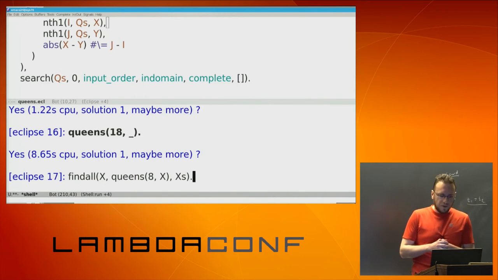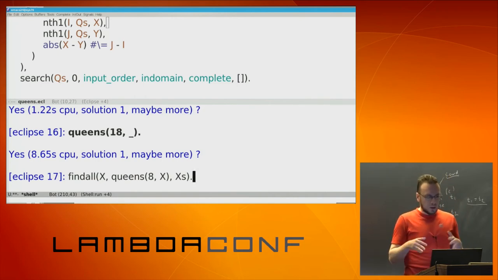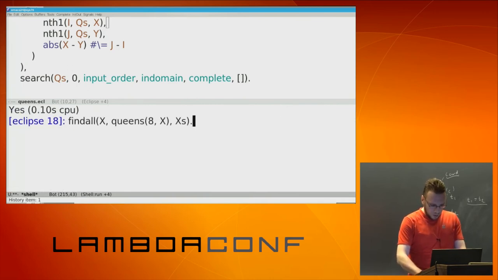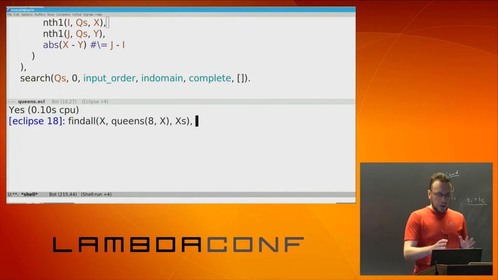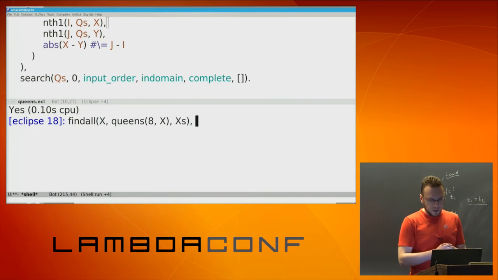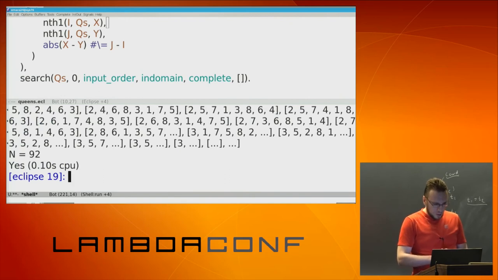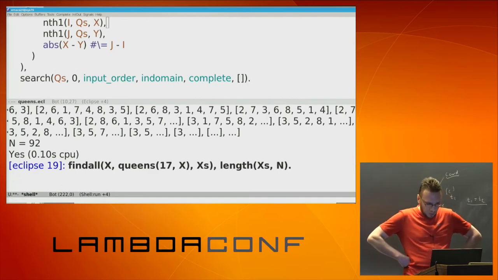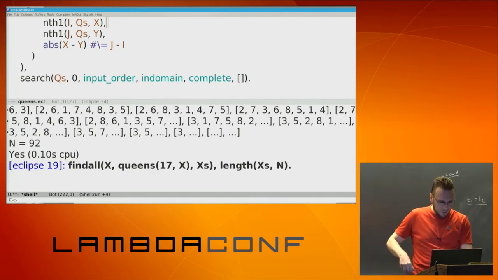Okay, right now I'm going to run find all. Find all is a prolog predicate to run a different predicate for some values, get all solutions and put it into the list. So I want to know, it will run and put all solutions for 8 queens into the list XS. And I want to know the length of that list. So for 8 queens, it's 92. But for example, for 17 queens, it will run forever, sorry.